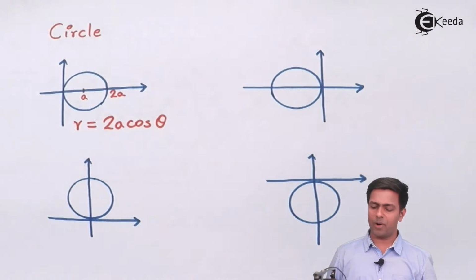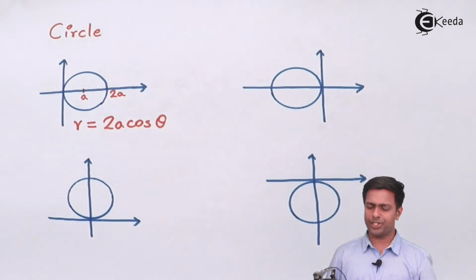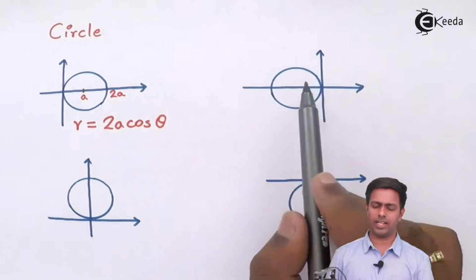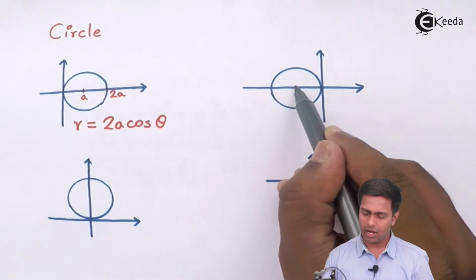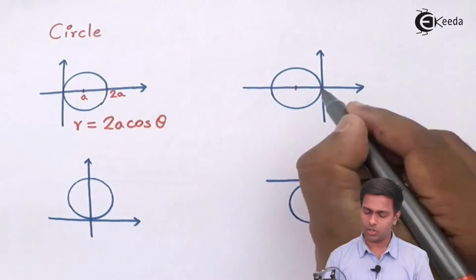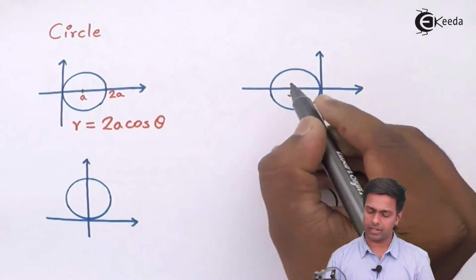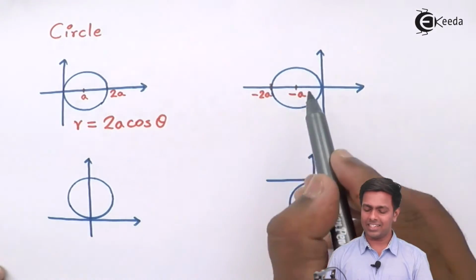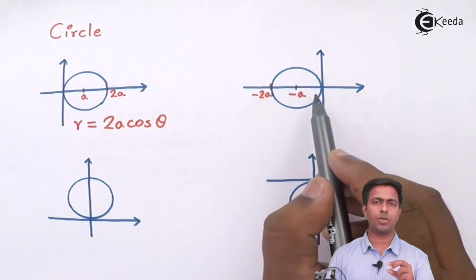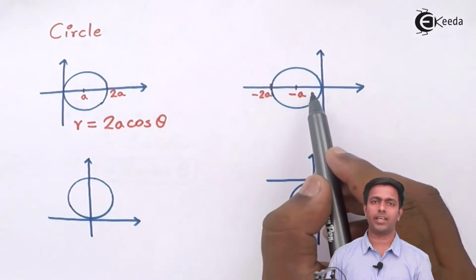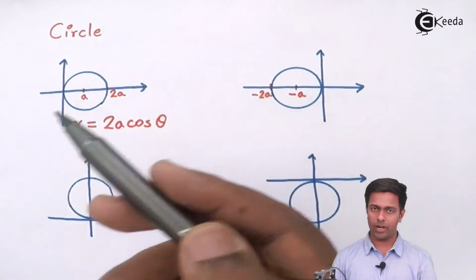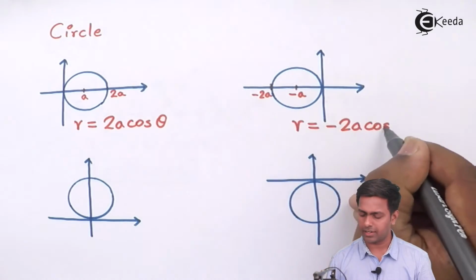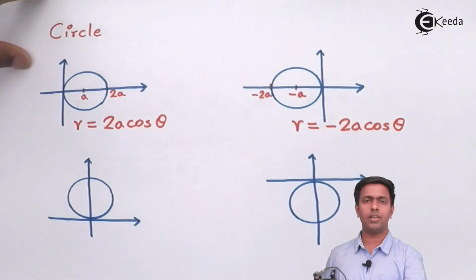Now, if I ask you about this second curve, what is the equation of this second curve? First thing is this curve is on the negative side of the x-axis. So it means it will have a center at negative a comma 0. This point will be minus a comma 0 and this point will be minus 2a comma 0. So this circle has center at minus a comma 0 and radius equal to a. If I want to represent this in polar form, then it will be r equal to negative 2a cos theta.